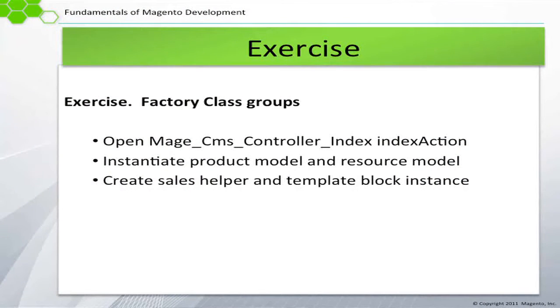All right. So here we are at the end of lesson 6, and we're going to take a second to instantiate the product model, product resource model, sales helper, and the template block instance. So really this is just, again, not a very practical example, but something that should help those of you who haven't done this before get familiar with working with these factory methods. And we'll also take a look again at what's going on inside the configuration.